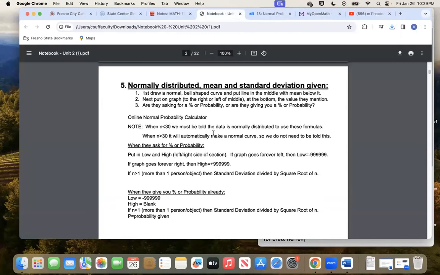And it's when it says, okay, so first draw the normal curve, put in the bell, put on the graph the thing on the bottom. Go to the online normal probability calculator. When they ask for a percent, or probably they're asking what's the probability or what's the portion, what percentage of people will go less, you put in the low and the high. If the graph goes forever left, the low is negative 6 nines. That's what we got, forever left. Now, if it is less than, we're just talking about one person, one customer. All right, so that's what we do there.